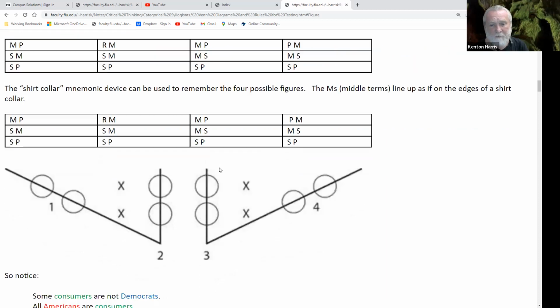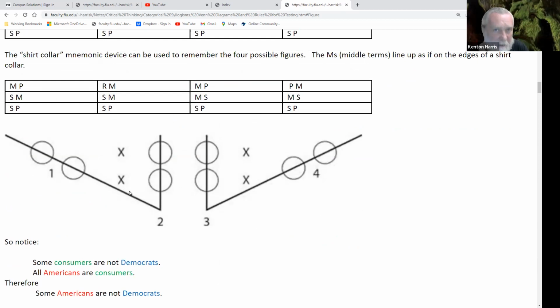Now, this is a little mnemonic device that has been developed. I did not originate this. I borrowed it from other people. In fact, I think I learned it as an undergraduate when I was studying logic. But if you imagine a shirt collar here, like a little button-down shirt collar: first figure, they're on the edge of the collar. Second figure, they're also on the edge of the collar. Then here's where the tie would be, or lariat. And if they're on this edge of the collar, that's third figure. And if they're on that edge of the collar, that's fourth figure. I hope that's helpful to you. It was helpful to me as an undergraduate.